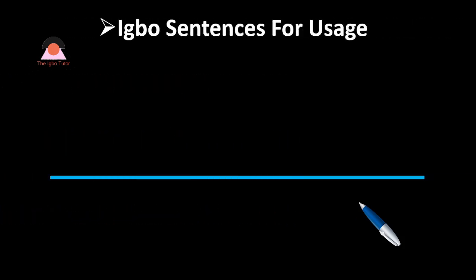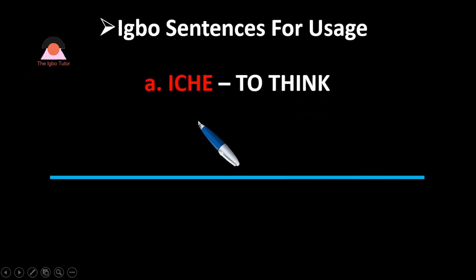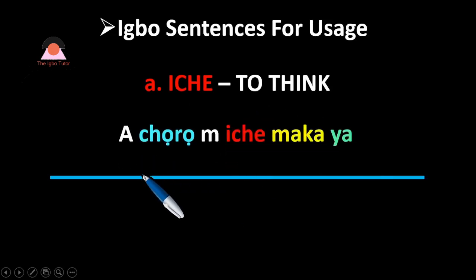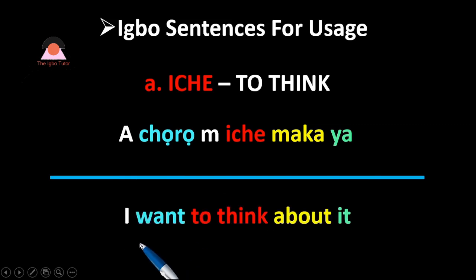We move on to the second one, and that is iche, to think. Let's look at the sentence example. Achọrọ m iche maka ya. What does this mean? I want to think about it.